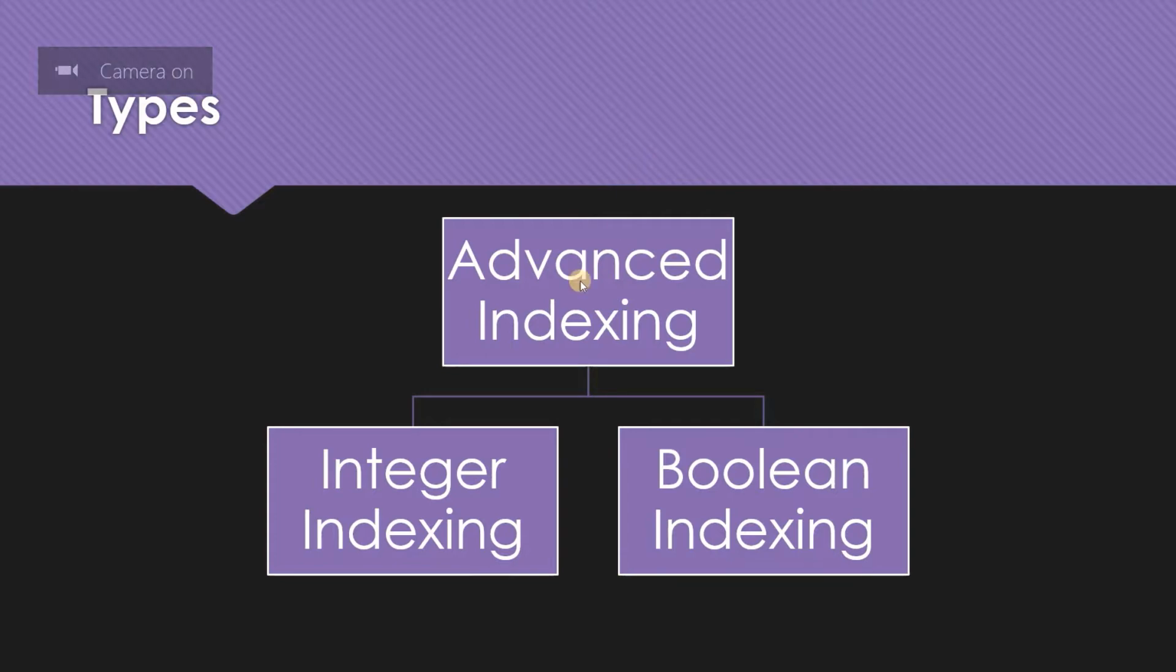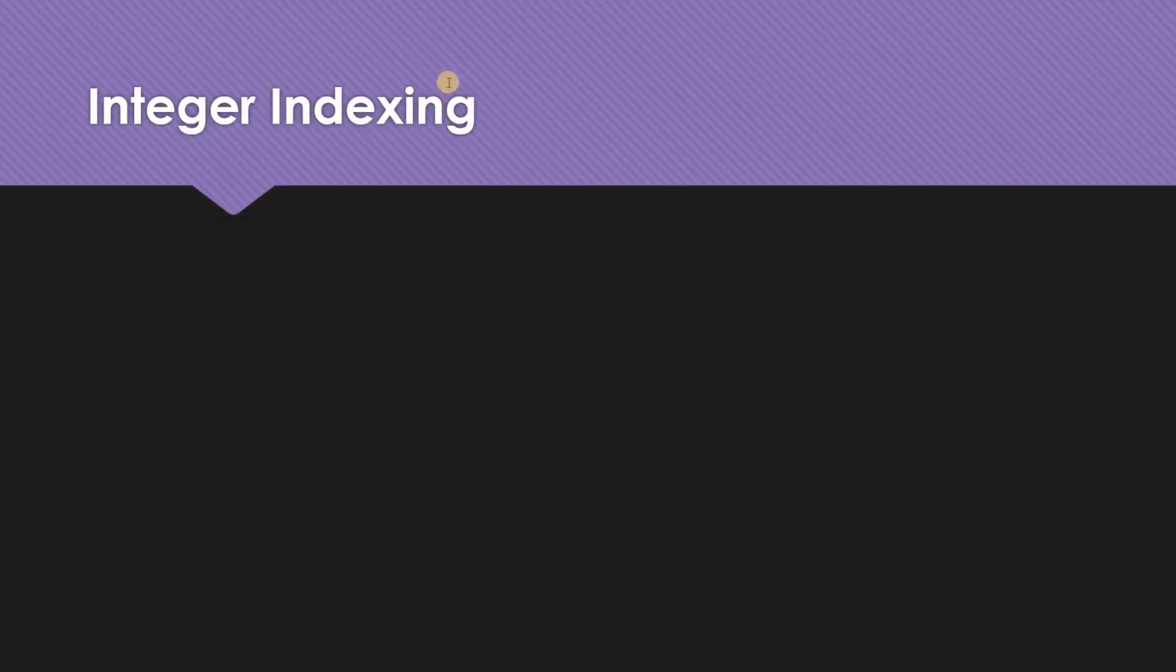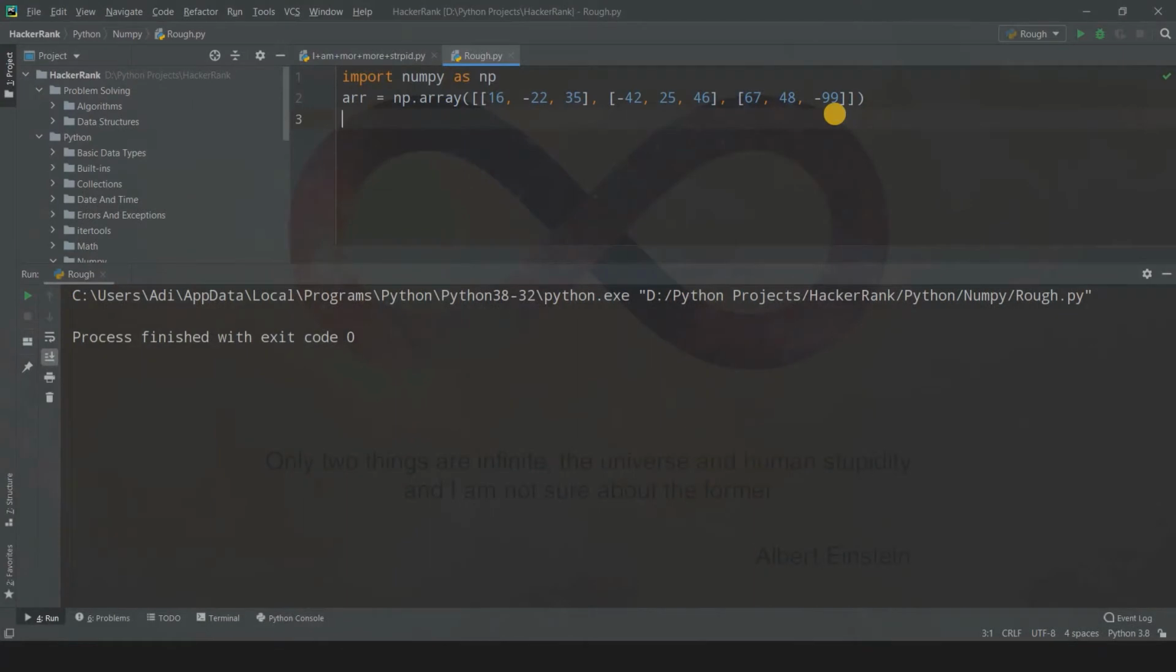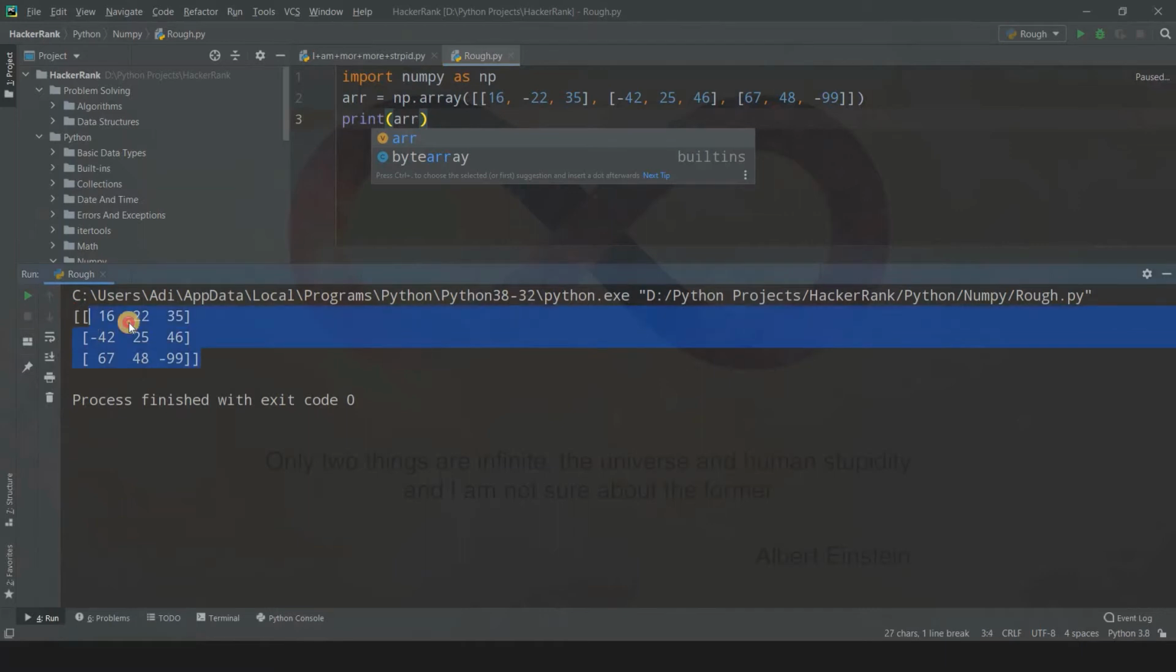In the previous tutorial, I was talking about advanced indexing, and in it we saw integer indexing for 1D arrays. Now let us see integer indexing for 2D arrays. I have this 2D array. I'll print it out first. So let's print out ARR and run this code. See, this is the 2D array that I have.